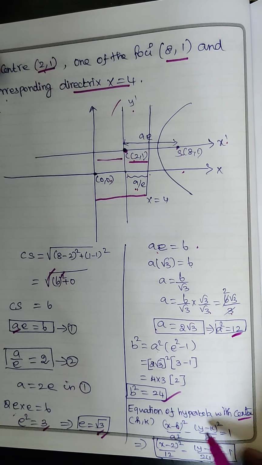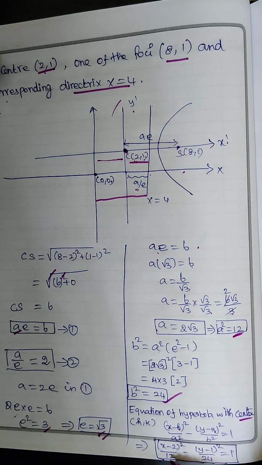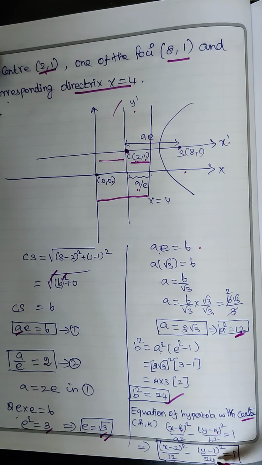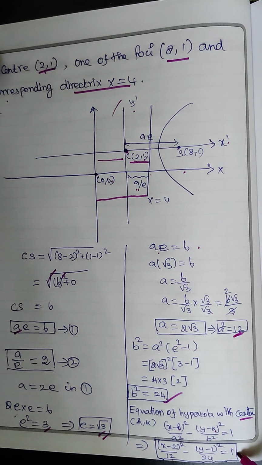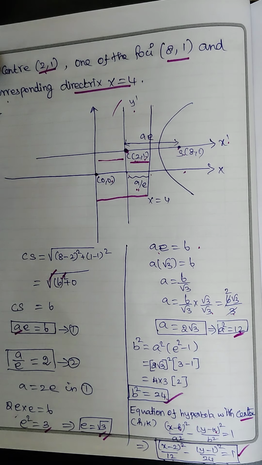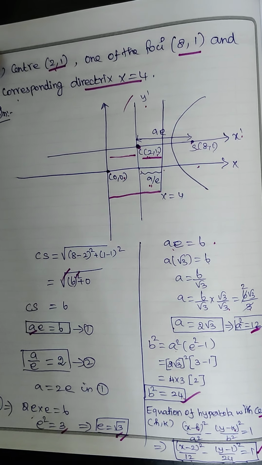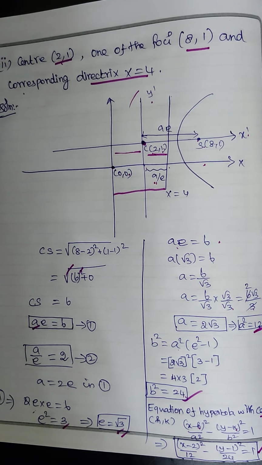So here h and k means what? Center. So 2 comma 1. So x minus 2 the whole square by a square value 12 minus y minus 1 the whole square by b square value 24 is equal to 1. So this is the required equation of hyperbola. Clear? Okay children.